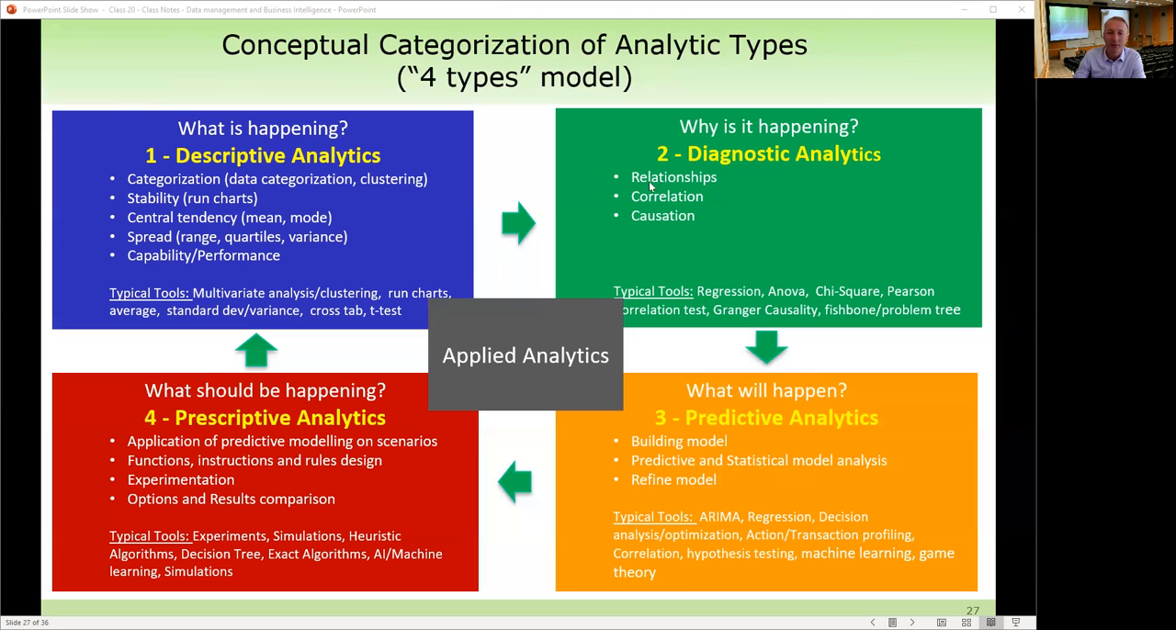Before you understand relationships, correlation, and causation between different variables, you can't do diagnostic analytics before you know what is actually happening in the situation today. So before you have an understanding of the central tendency, spread, and capability of your performance today. Of course, these 4 types of analytics actually hang together. Normally descriptive analytics, diagnostic analytics, and predictive analytics are all necessary for you to do prescriptive analytics. So that's kind of how they fit together.